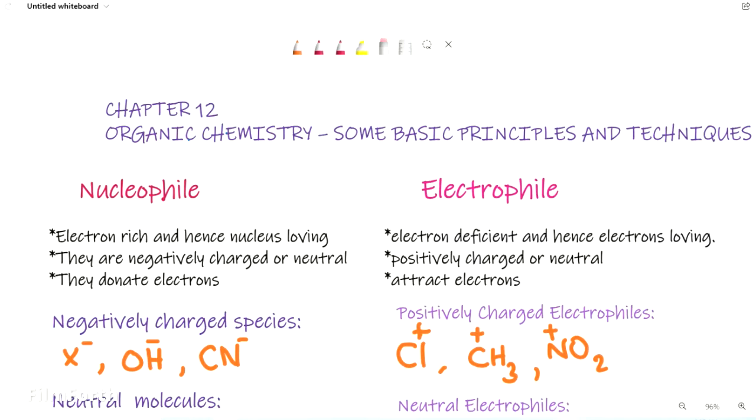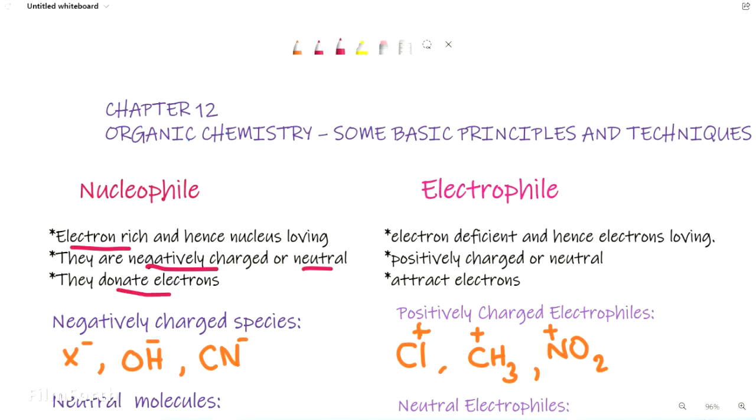First of all, we will see the difference between nucleophile and electrophile. Nucleophile, as the name indicates, is electron rich and nucleus loving. So nucleophile means they are electron rich. They will have enough electrons and they are seeking a nucleus to attach with. They are usually negatively charged or neutral. As they have electrons in their hand, they will donate electrons. So these are the main points about nucleophiles.